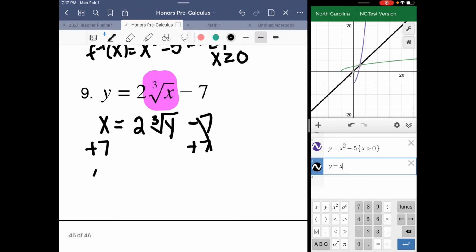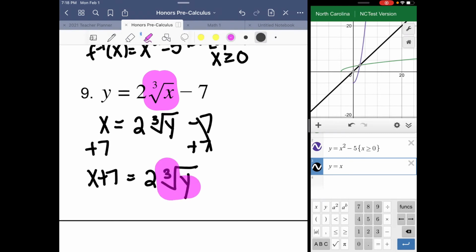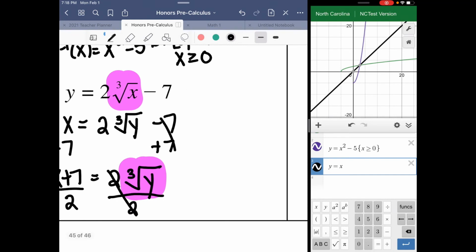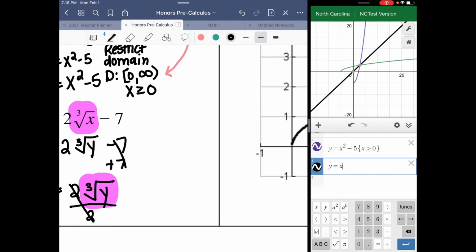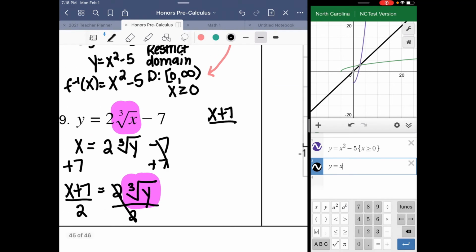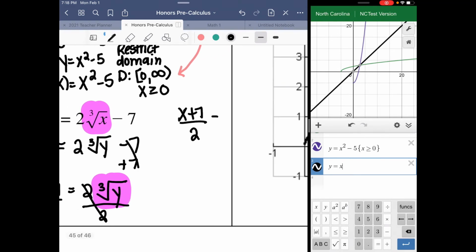So the first one I'm going to start with is the plus 7. All right, so x plus 7 equals 2 cube root of y. And again, we want this to be by itself, so now we're going to divide by 2. All right, and then I'm going to continue. I'm going to keep writing this over here. So I have x plus 7 over 2, and then I have the cube root of y.